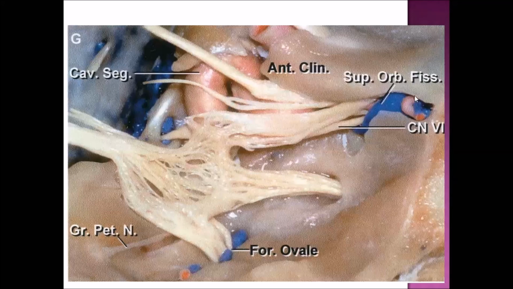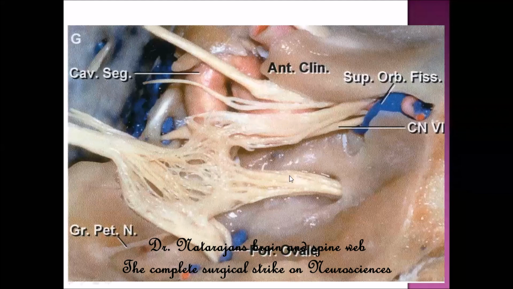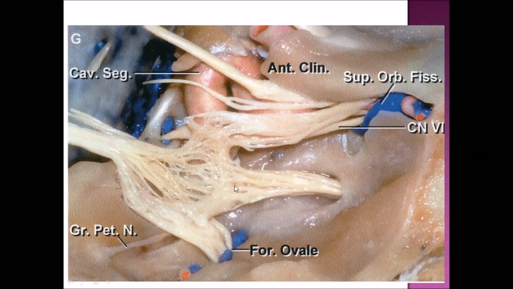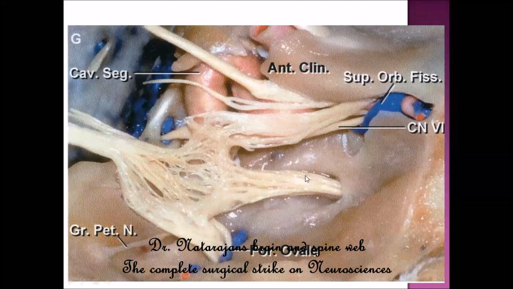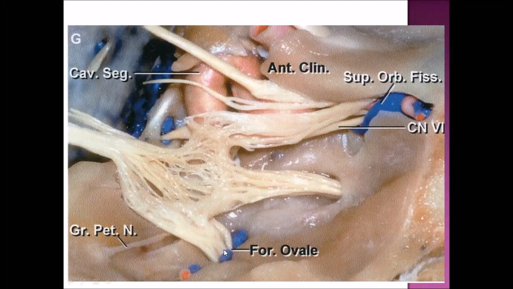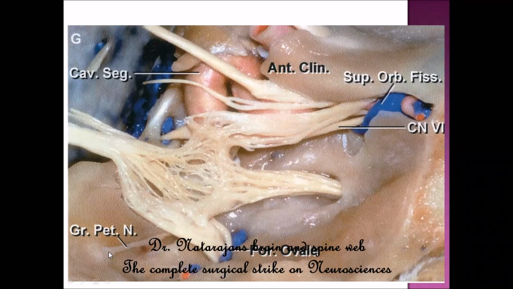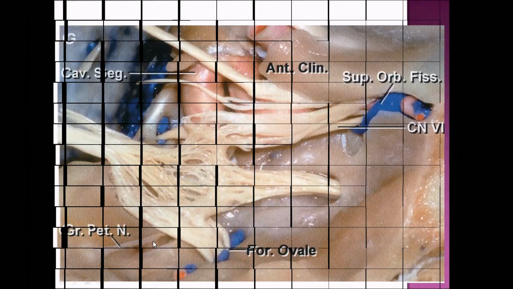So now all the venous plexuses have been removed. Now what you see is only the trigeminal ganglion, the posterior root of the trigeminal nerve, the ophthalmic division, the maxillary division, the mandibular division. The ophthalmic division exits through the superior orbital fissure. The maxillary division exits through the foramen rotundum, and the mandibular division exits through the foramen ovale. And also what you see here is the greater petrosal nerve. Okay, this is the greater petrosal nerve, the significance of which we will see in the subsequent slides.